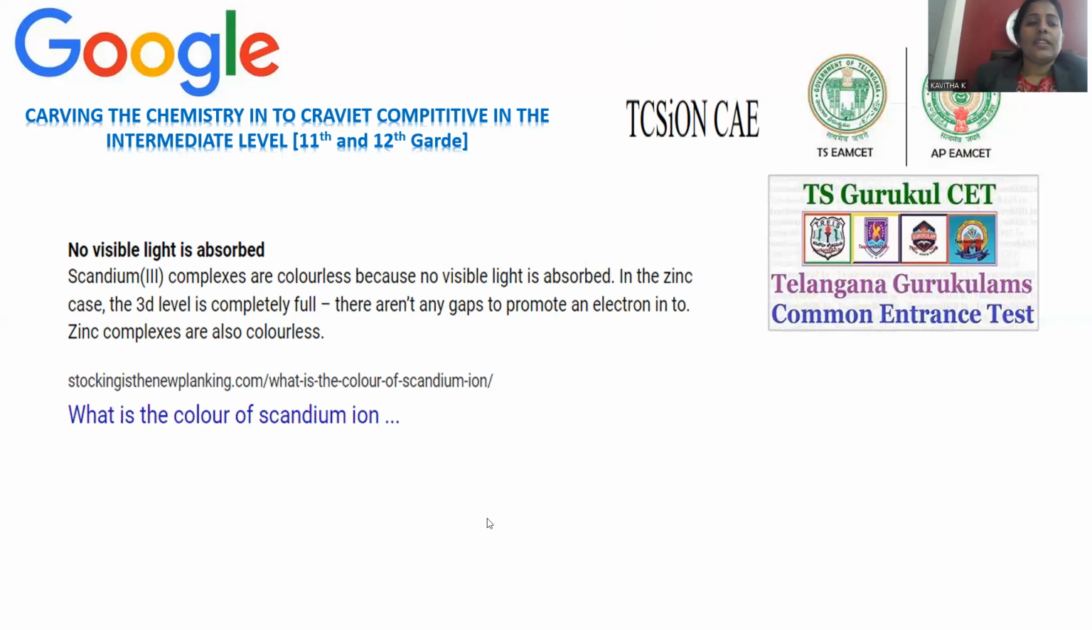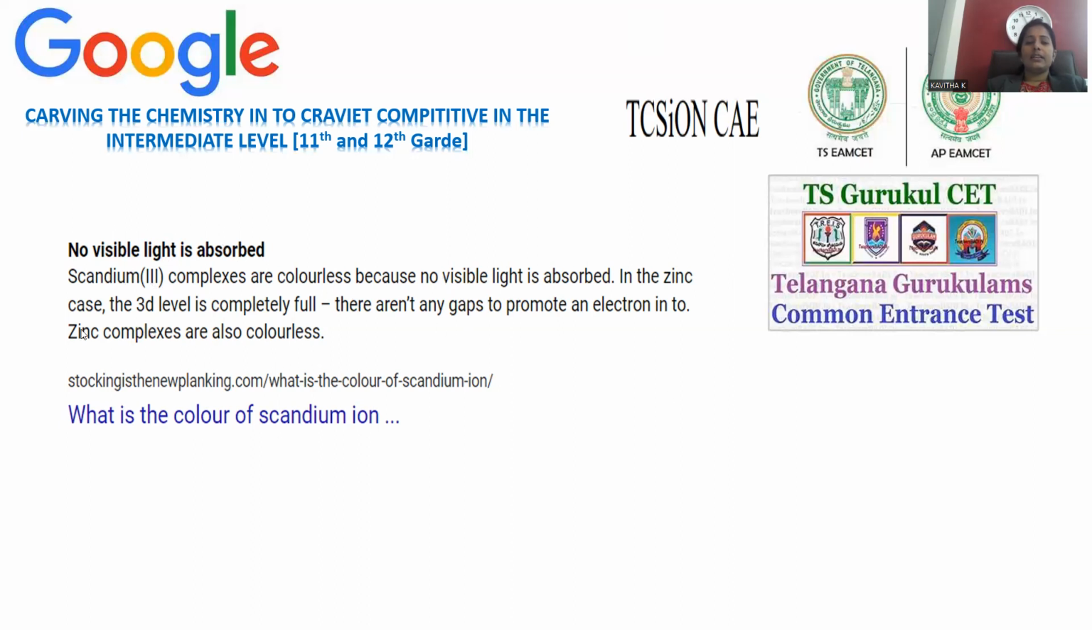But the complexes of scandium plus 3 and Zn plus 2 do not have the provision to absorb visible light. If they're not responding to visible light, the colored complexes are not seen, because colors are visible only in the visible region, where you can find the VIBGYOR. The 7 colors are part of this visible light, no? So the scandium plus 3 complexes are colorless. Why? Because no visible light is absorbed by them.